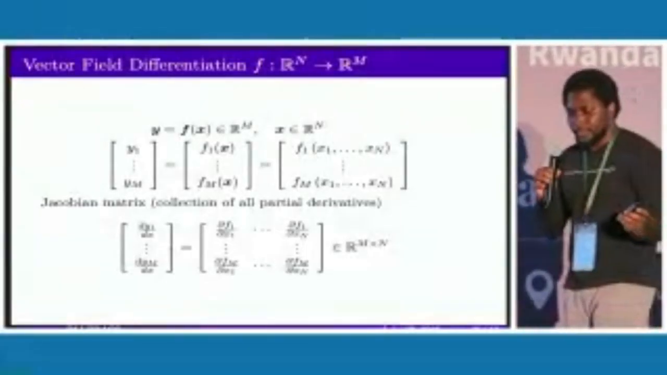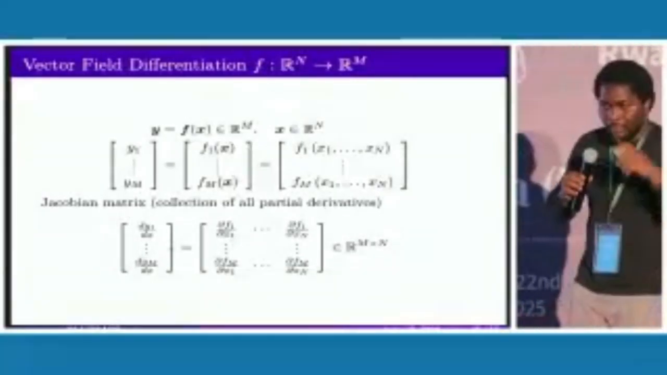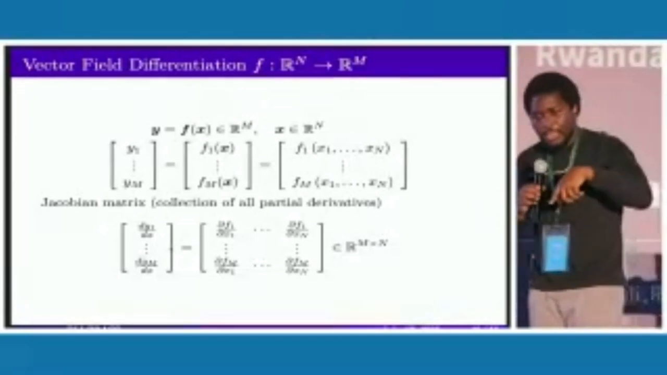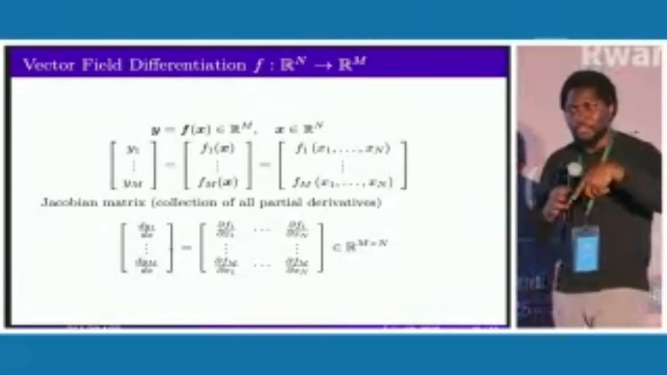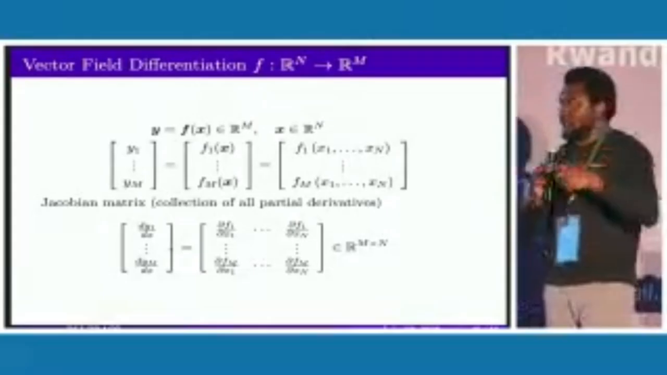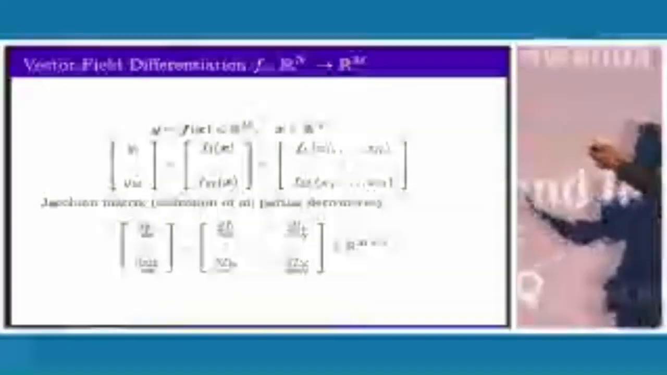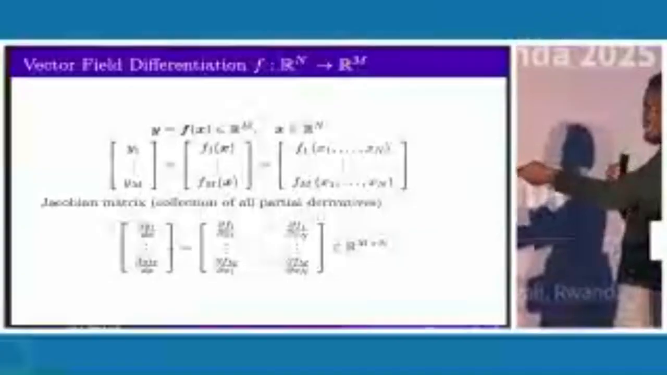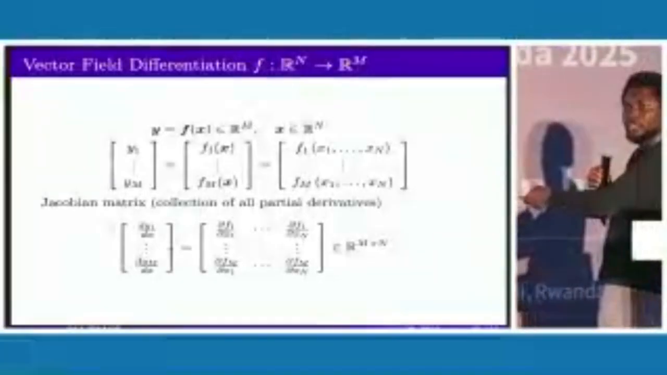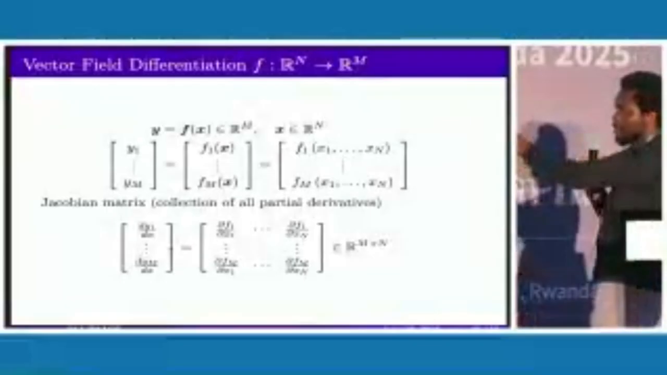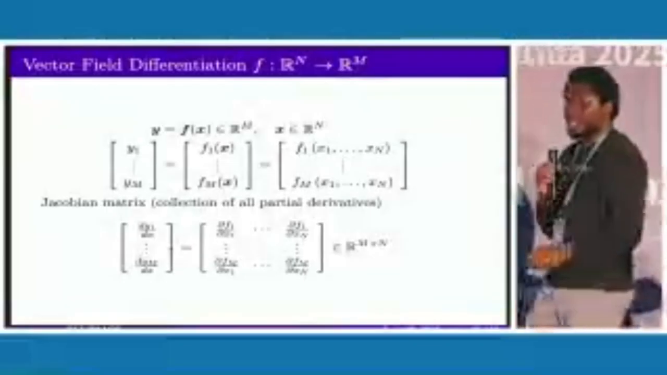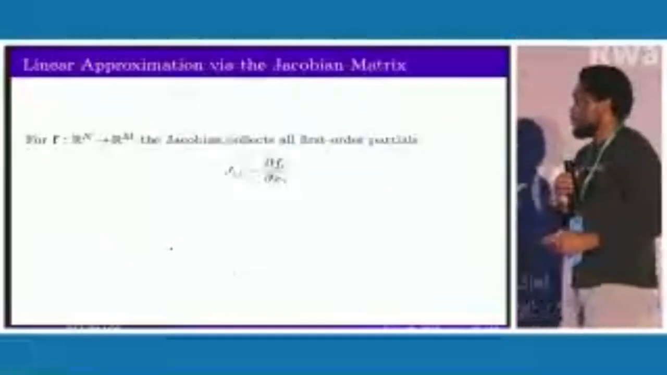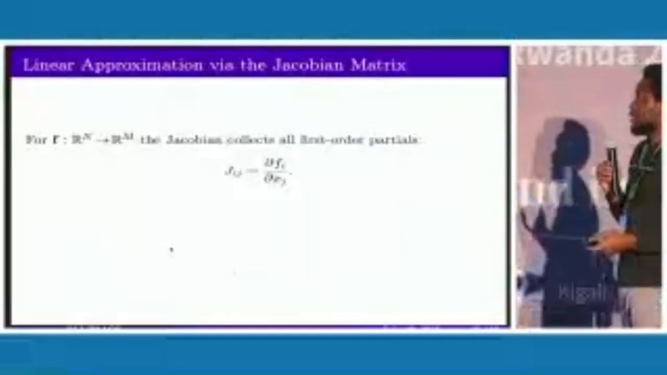So then I just ask a question. How does the first dimension of my output change if I change the first dimension of my input? How does the second dimension of my output change if I change the second dimension of my input? And so on. So what you see is that the rows are saying how each dimension of the output is changing with respect to each dimension of my input. The dimensionality of that is an m by n matrix, where n is the dimension of my input and m is the dimension of my output. So that is called the Jacobian matrix.